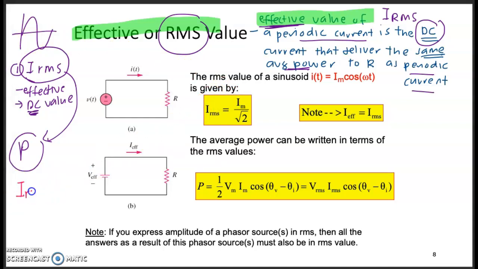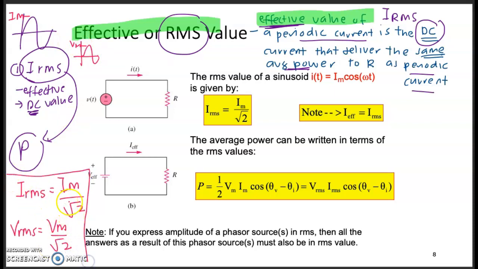So what is the relation between Im and Irms? This is the relation. I RMS, the effective value of the current, is equal to the peak current, let's say this is the peak, divided by square root 2. If it is a voltage, V RMS is equal to the voltage peak, let's say I draw a peak here, divided by square root 2. There is some derivation, but we just jump to the formula.